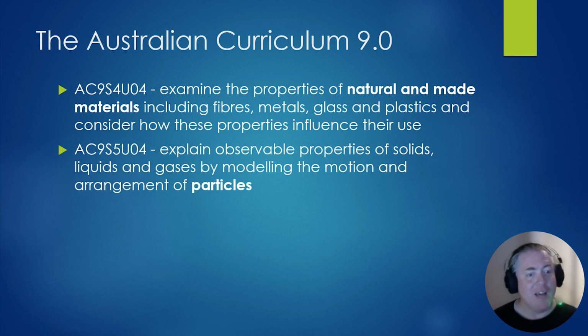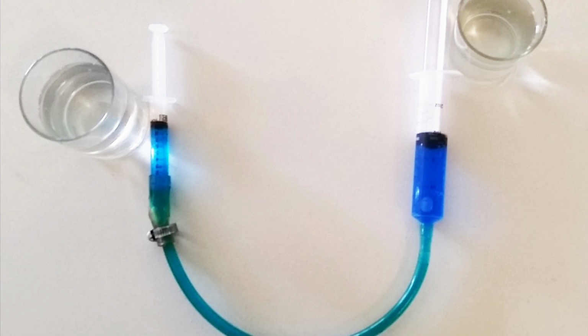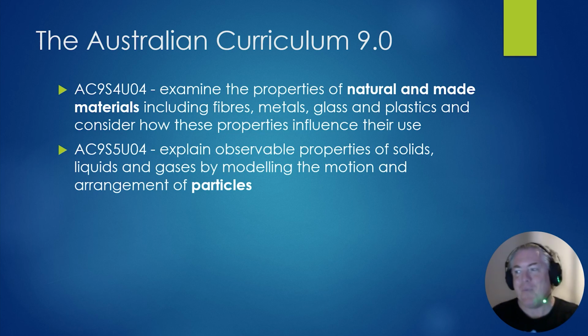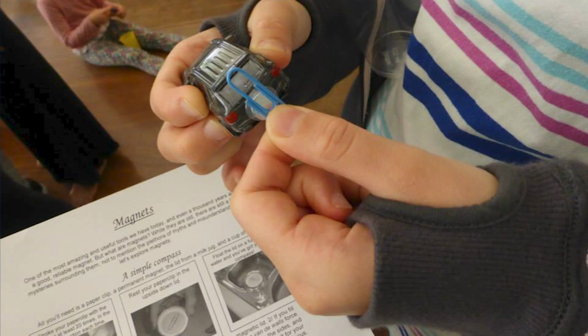Then we get to year 5, which is explaining observable properties of solids, liquids and gases by modelling the motion and arrangement of particles. So year 5, we're focused on heat and how things move. We're talking about things like gases having mass, which is a lot of fun. You could blow up a balloon and see how much the water lifts it up due to water pressure. Hydraulics is a great fun thing to do with liquids, for instance. And magnetism is a property of certain solids and liquids.